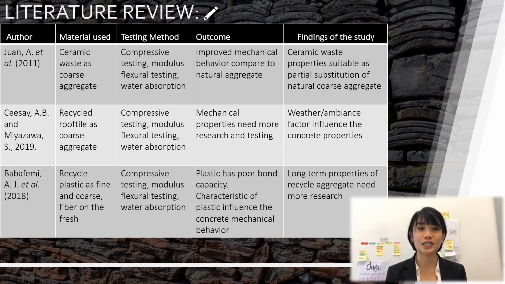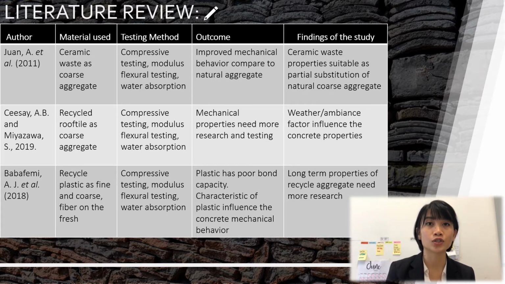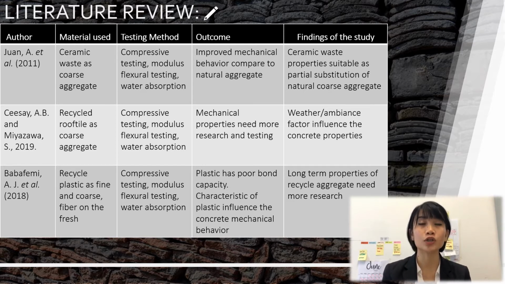So we are now reaching the second part of this presentation, where I'm going to explain the research papers that I have been using as a guideline for my project. By referring to the table on my slide, I have sorted out three types of material used with the same method and similar objective. The first one is by Juan in 2011. He used ceramic waste as a coarse aggregate.